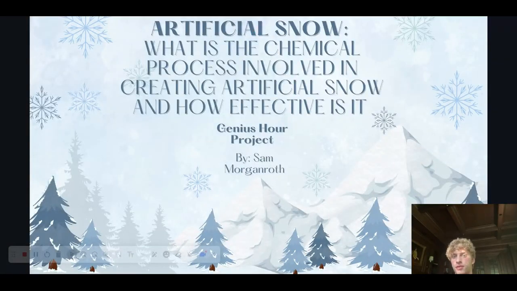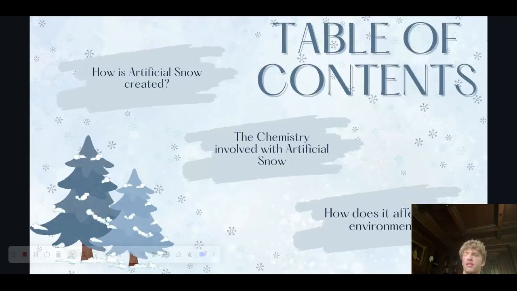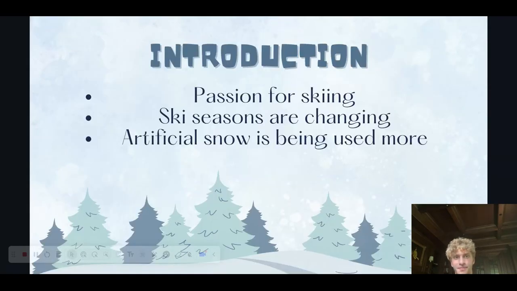My research question is, what is the chemical process involved in creating artificial snow and how effective is it as a replacement for normal snow? By Sam Morganroth. There are three parts to my presentation. The first part is how is artificial snow created, the second part is the chemistry involved with artificial snow, and the third part is how does it affect our environment.